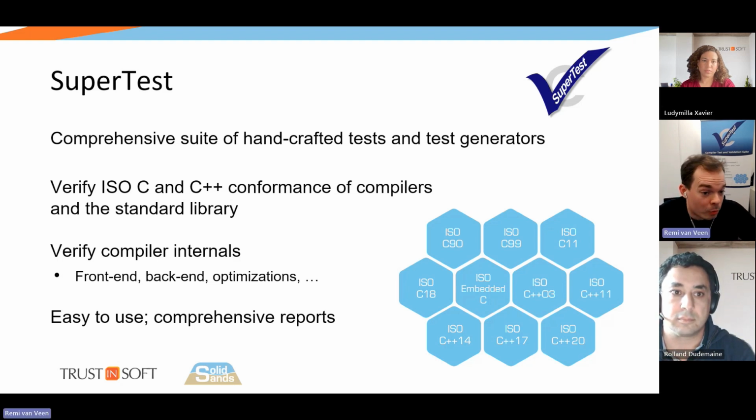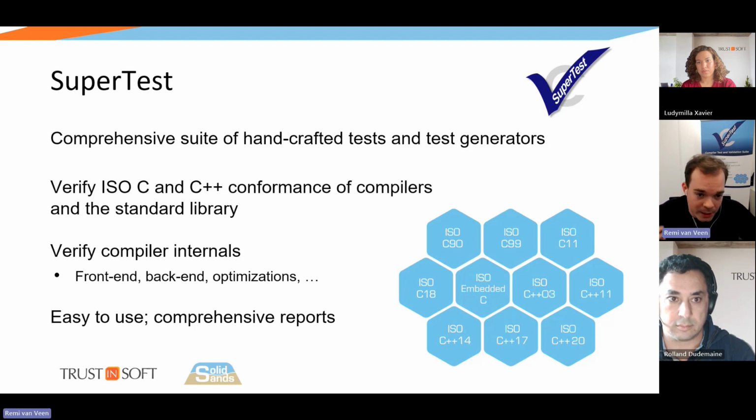An important example are compiler optimizations, which rewrite your code to make it more efficient. And the only thing the standards really say about optimizations is that compilers are free to optimize your code as long as they don't change the observable behavior of your program. So it is very important to verify that the compiler is doing this correctly, because rewriting the code could easily introduce bugs. But luckily, with the dedicated optimization test suite of SuperTest, we ensure that these aspects of the compiler are also tested extensively.